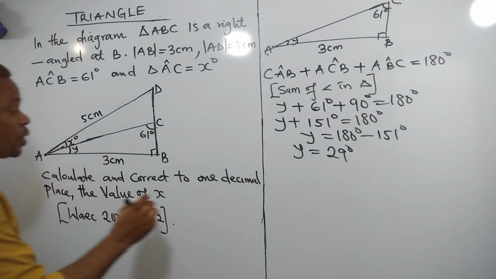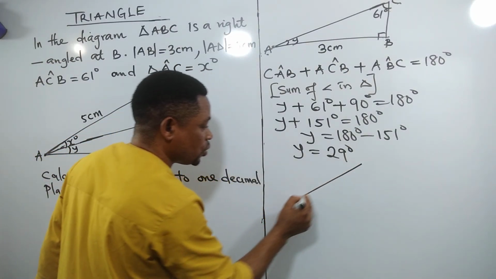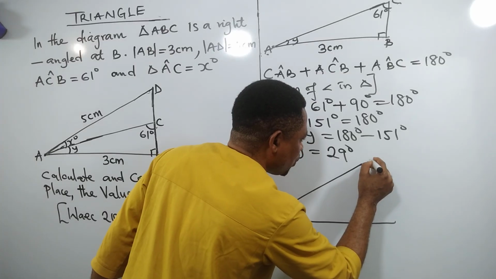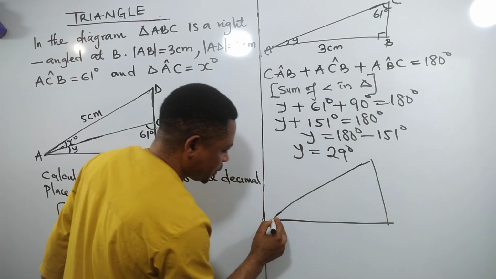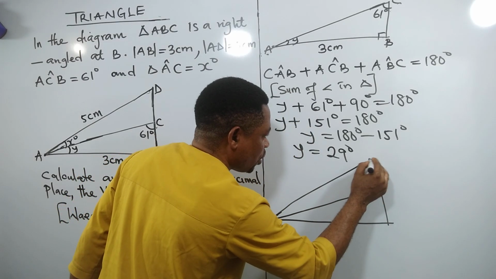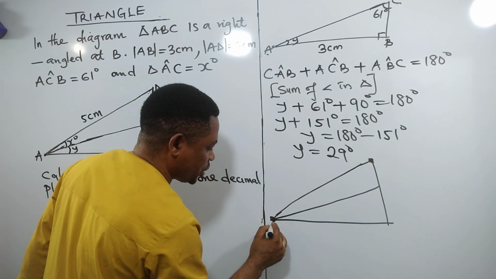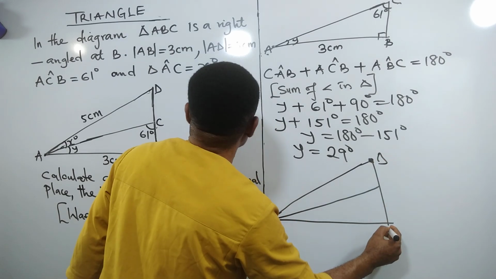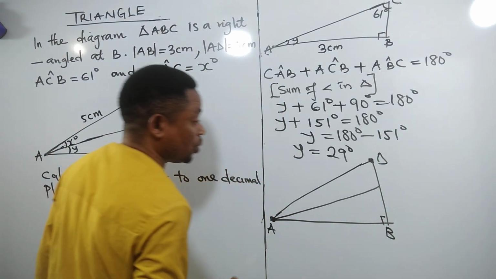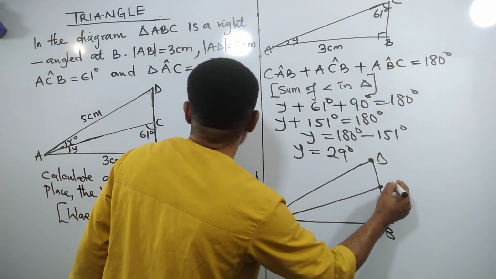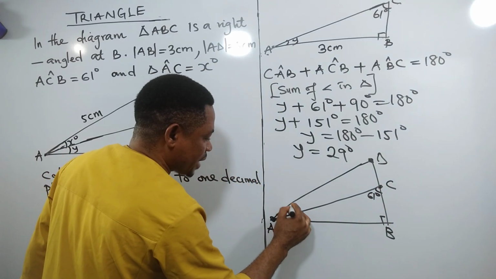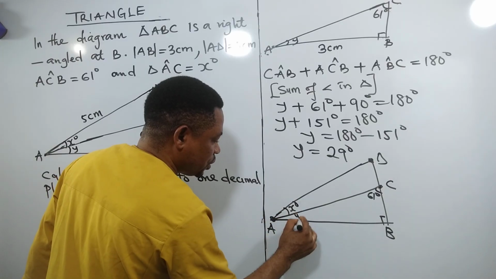Now back to business. We are now going to draw the whole triangle like this, as it is from the question. Now watch this. Don't forget that this point is A, this point is D, and this point is B, which is a right angle triangle. Now at this point is point C, which is given as 61 degrees. Now this is X that we are looking for.